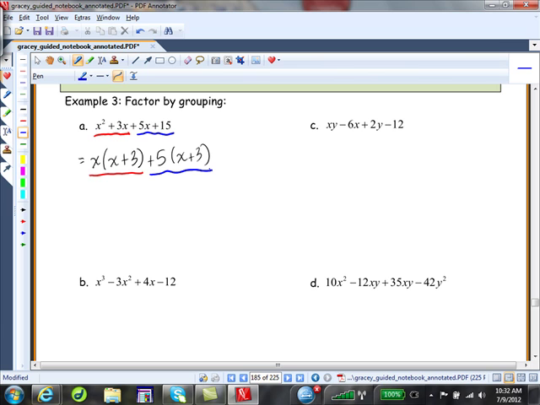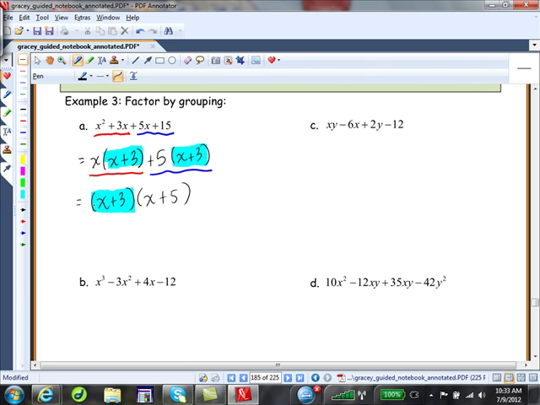So let's talk about what happened here. We went from 4 terms to 2 terms. And these 2 terms have a common binomial factor, do you see, of x plus 3? So when we factor out that x plus 3, remembering to put it in parentheses, what are we left with? We're left with our x, because x times x plus 3 equals the red group, and then plus 5, because 5 times x plus 3 equals the blue group.